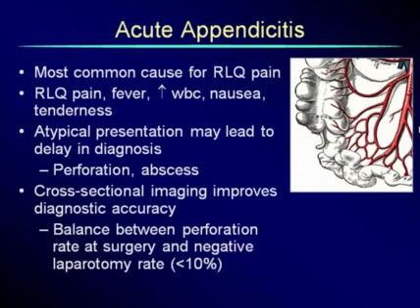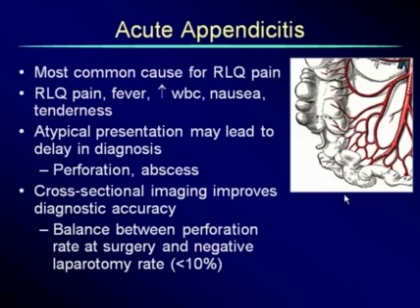Acute appendicitis, let's start with that. This is the most common cause for right lower quadrant pain. We have pain, fever, elevated white count, nausea, tenderness. When the presentations are atypical, this could lead to a delay in diagnosis, and this is a fear of a lot of clinicians. They do not want to see a perforation or an abscess. They know that this prolongs the course and increases the complications, so they want an early diagnosis.